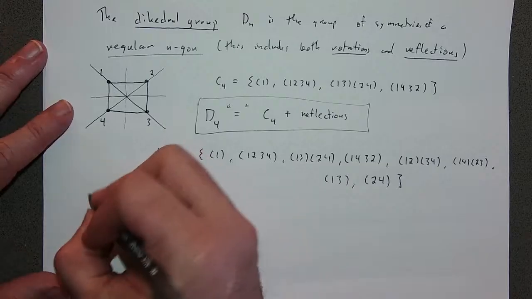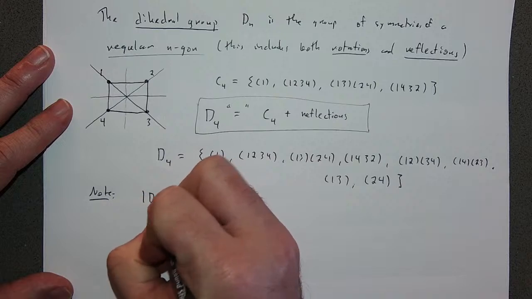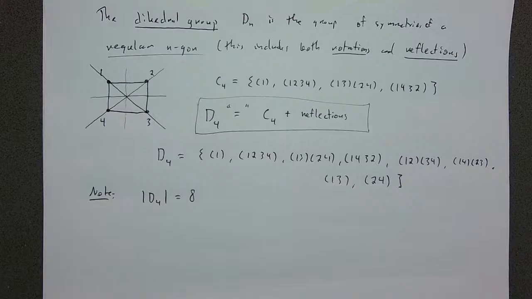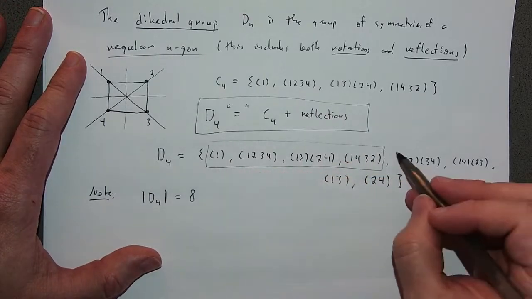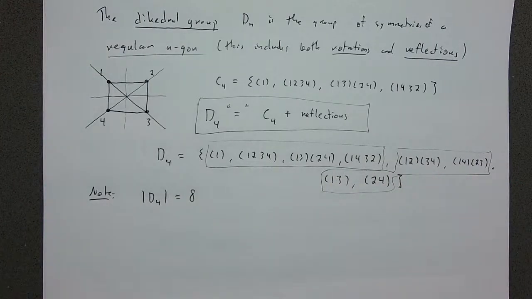Okay, note that the size of D sub 4 is 8. 4 of these were rotations, and 4 of these were reflections. So this is actually twice the number of just rotations. All right, I wonder if that pattern is going to hold. So let's think about this in general here, okay?